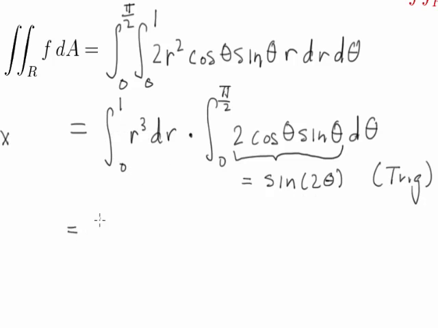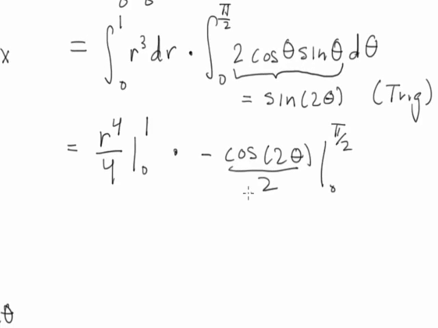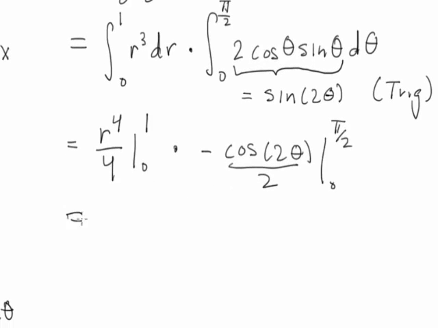So first let's handle the r. We have r to the 4th over 4 evaluated from 0 to 1. And then here we have negative cosine of 2 theta over 2 evaluated from 0 to pi over 2. This trig identity allowed me to find the antiderivative more easily. Now we evaluate, and here we get 1/4 minus 0 is 1/4.